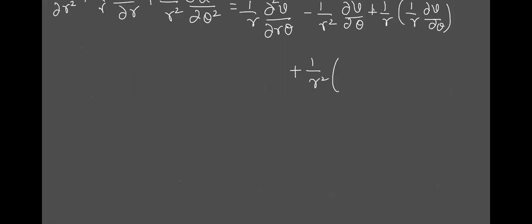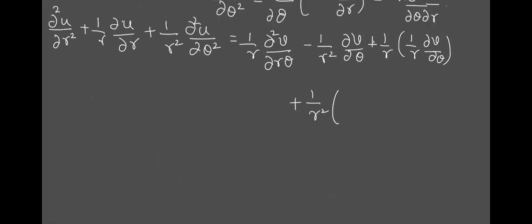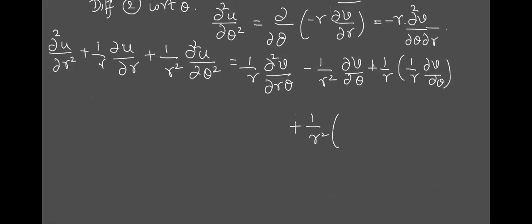Tell me what is ∂²u/∂θ²? Minus r ∂²v/∂θ∂r. So for ∂²u/∂θ², we have proved that we have got the value as minus r ∂²v/∂θ∂r. Done. Now we have to get it as 0.